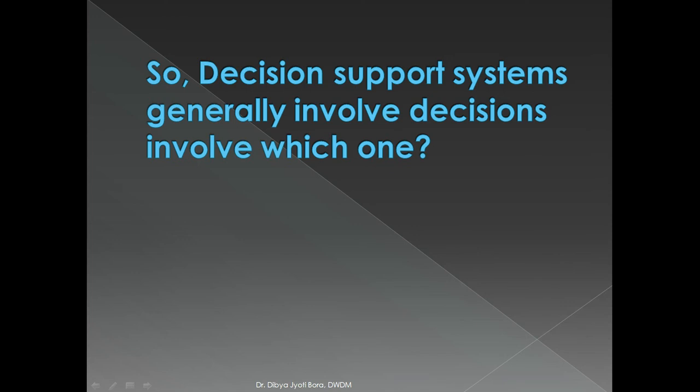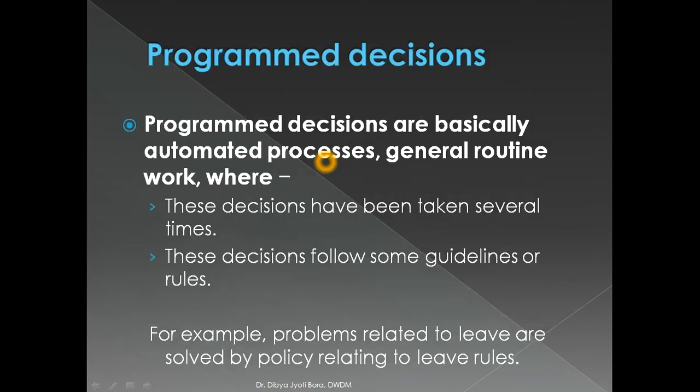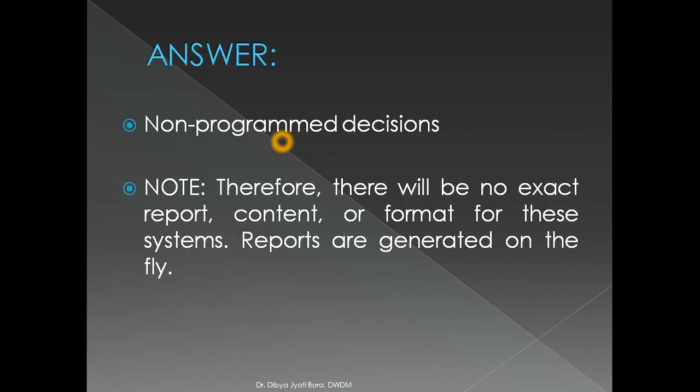Now, so decision support system. Actually, we are discussing decision support system. We have been involved in different terminologies, and one important terminology is decision. So you tell me now, what does this decision support system generally involve? Means decision support system generally involves decision of which one, either program or non-program. Of course, the answer is non-program decisions. This DSS is always involved with non-program decisions. So there will be no exact report, content, or format for these systems. Reports are generated on the fly. I hope this answer is clear to you.